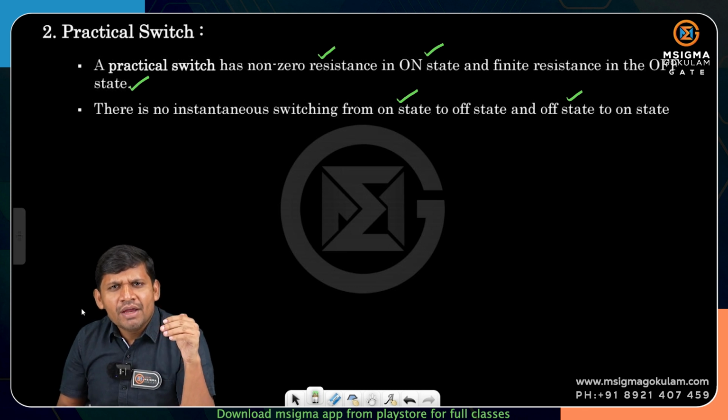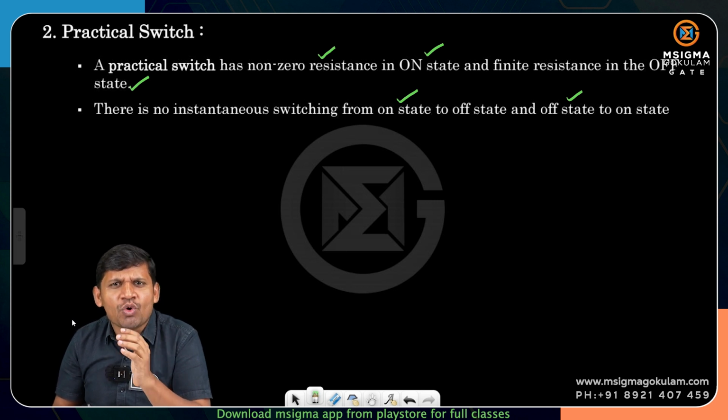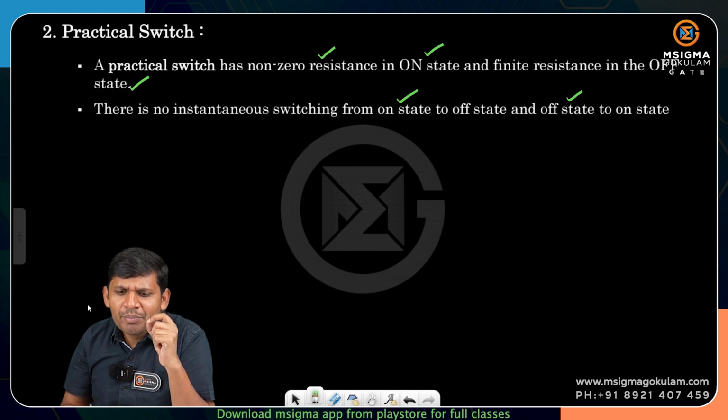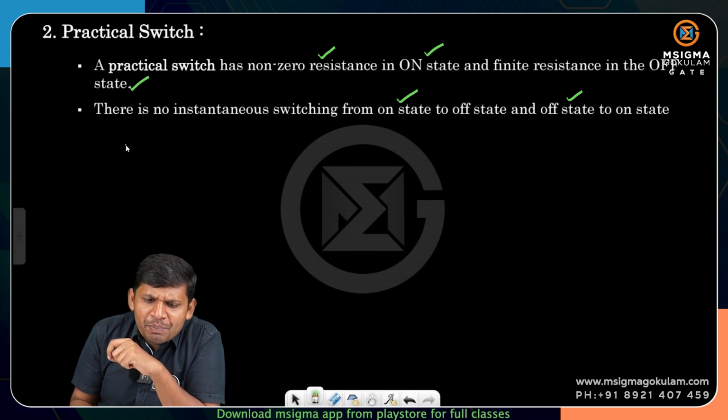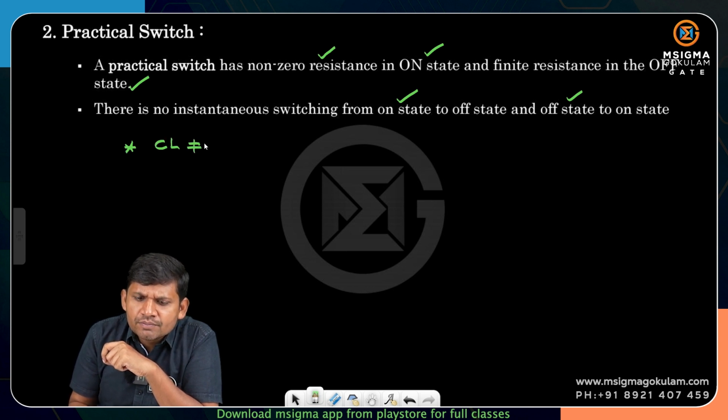If it is transitioning from off state to on state or on state to off state, there must be some minimum time. There is no instantaneous switching. Because of this reason, in any practical switch, friends, the conduction losses are not equal to 0.